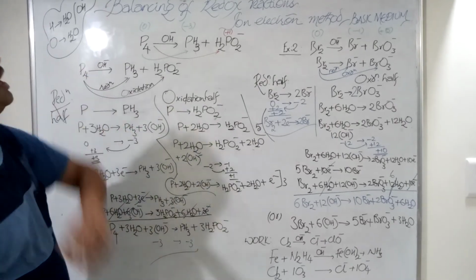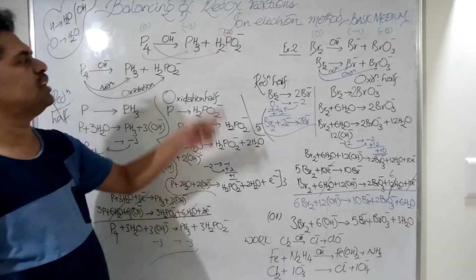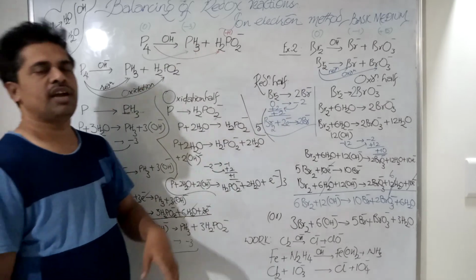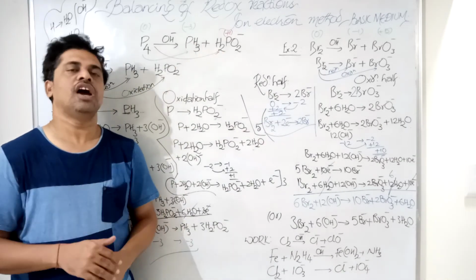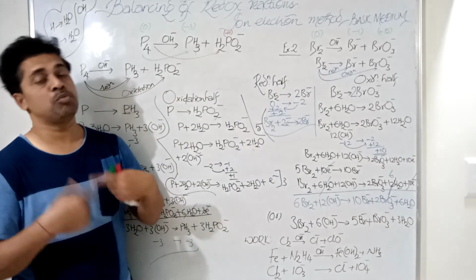So this is about balancing of redox reactions in ion electron method, basic medium. Next session we'll meet with oxidation number technique. That will be more interesting.